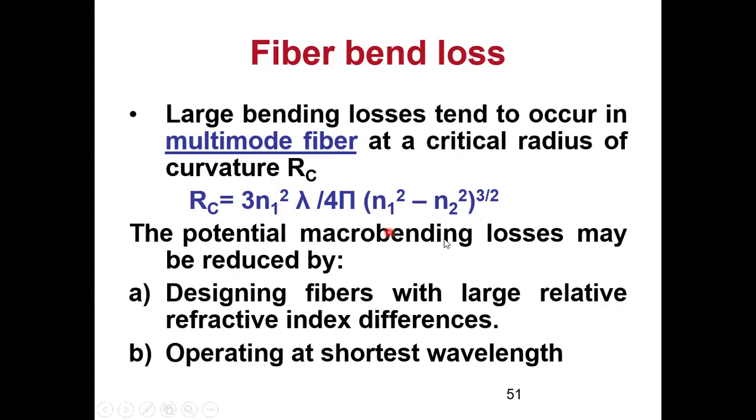So I can reduce micro bending losses. So how I can reduce micro bending losses? By reducing or by designing the fiber with large relative refractive index difference, delta. Okay, and I can operate at the shortest wavelength. Okay, so these are the two ways in which I can reduce the macro bending losses.